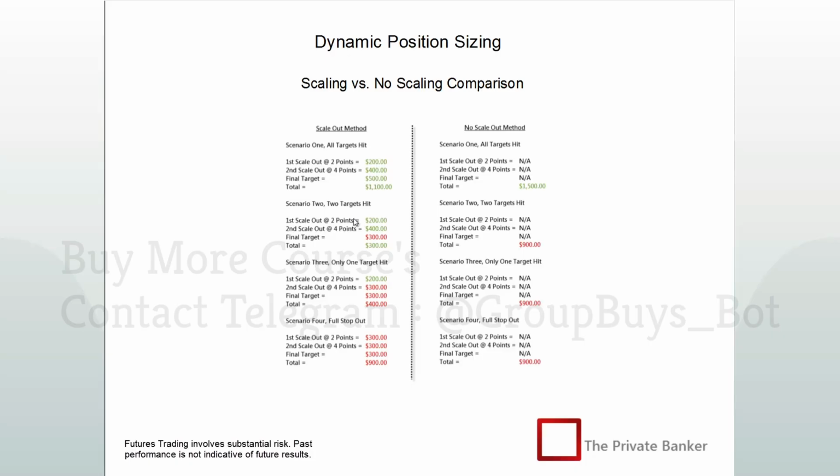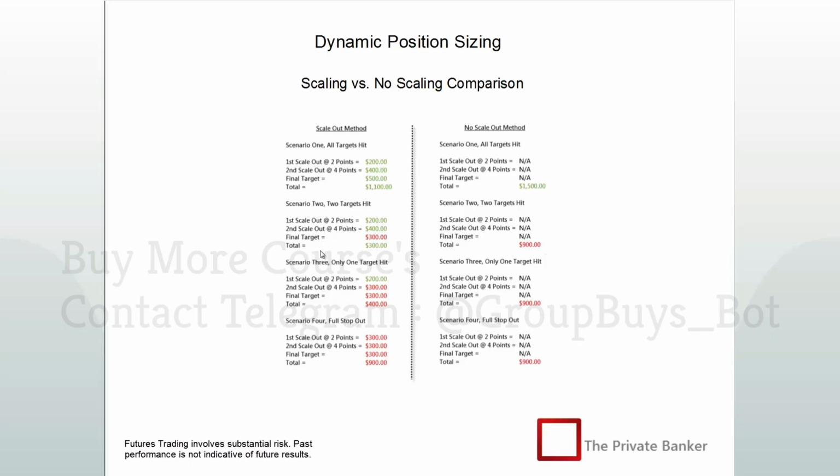The next scenario is we actually had two targets reached, but the final target never got reached, so we get stopped out of the remaining part. The first one, we captured 200 on the first scale, 400 on the second, and we got stopped out for 300 on the last piece. Contrary to that, if we look at the no scale outs, no profit was captured, and the market came back and stopped that trader out for a full stop out. So that's the difference between walking away with $300 in your pocket or taking a full loss.